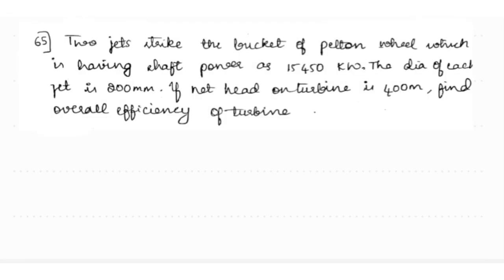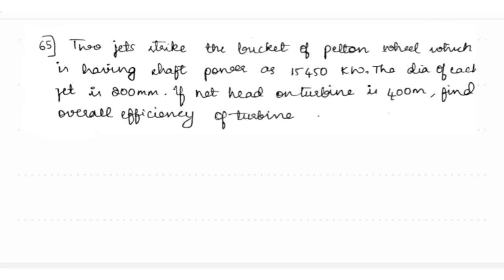Moving to the next question. Two jets strike the bucket of a Pelton wheel which is having shaft power as 15,450 kilowatt. The diameter of each jet is 200 mm. If net head on turbine is 400 meter, find overall efficiency of turbine. So I will write down the given data first. So that is given.